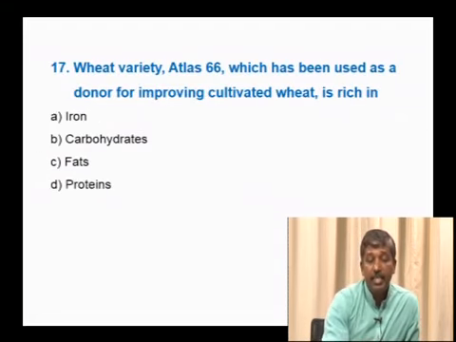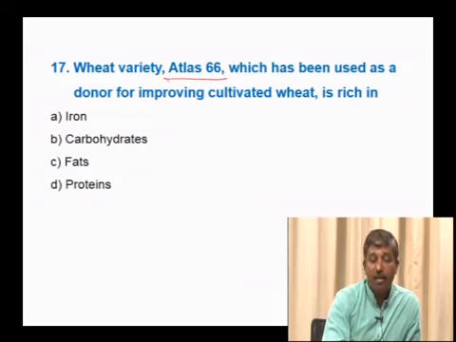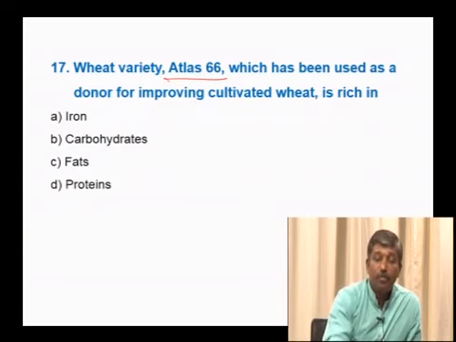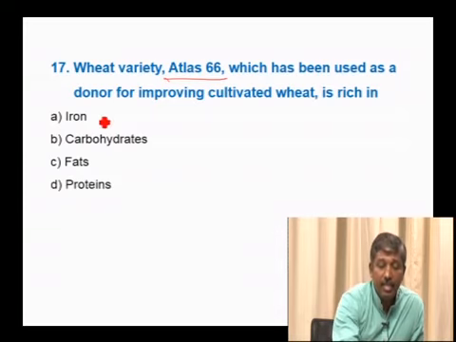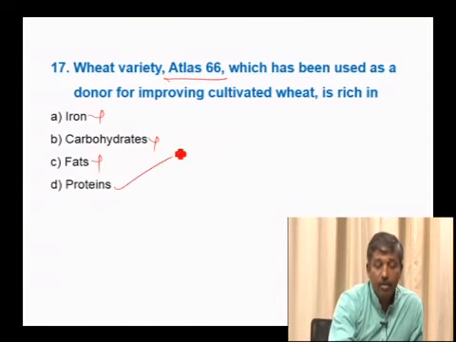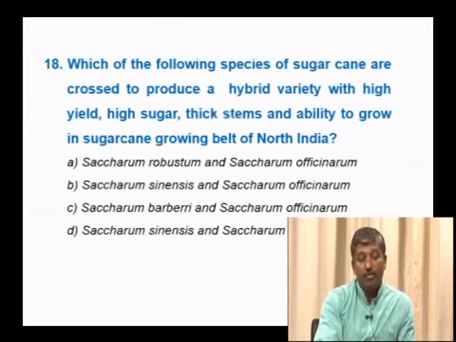Next, wheat variety Atlas 66, which has been used as a donor for improving cultivated wheat, is rich in. See, this Atlas 66 is a variety of wheat developed to increase some of the nutrient qualities. So, among these, iron is not incorporated, even carbohydrates and fats are not; it is proteins. Hence, the right option is protein.